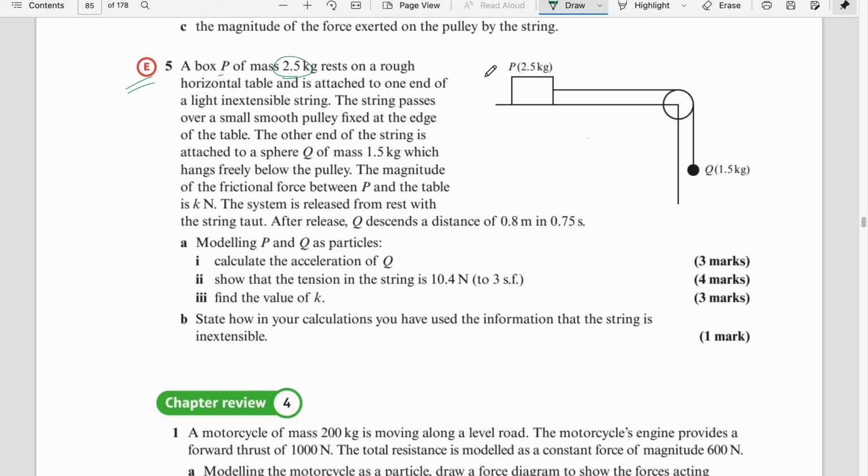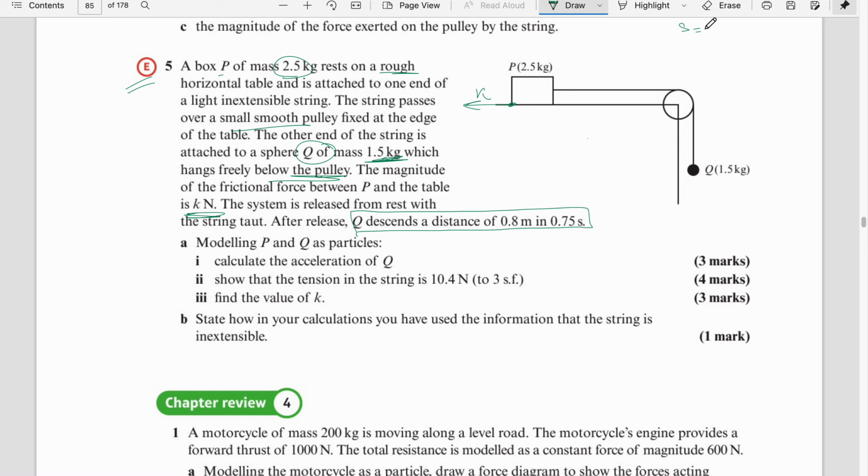Box P of mass 2 kg rests on a rough horizontal table, attached to one end of a light inextensible string. The string passes over a smooth fixed pulley at the edge of the table. The other end of the string is attached to Q, 1.5 kg, which hangs freely below the pulley. The magnitude of the frictional force between P and the table is K newtons. The system is released from rest. The string is taut after release. Q descends a distance of 0.8 m in 0.75 seconds. Model P and Q as particles. Calculate the acceleration of Q.